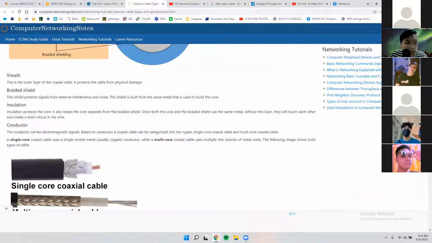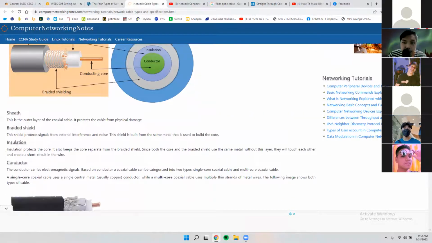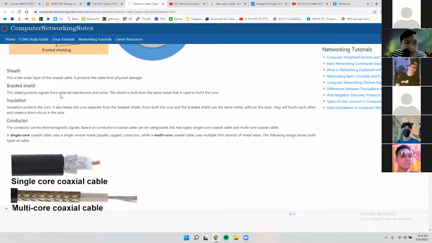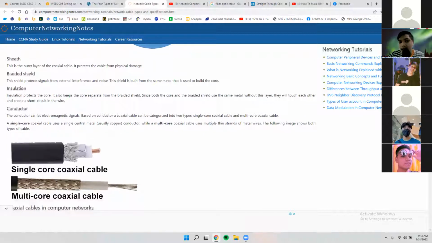Yan. So this is the sheet, this outer layer. It protects from physical damage. Yan yung sa rubber. So braided shield, yung parang ito, this one. Parang net. So protect signals from external interference and noise. Insulation, so protects the core that separate from the braided shield. Okay? So, next conductor, ito na yung magko-connect doon sa mga ano natin. Yung sa antenna, di ba, sa TV. So, usually, yun din yung sa network natin. Pero mamaya, malalaman yung mga paano siya mako-connect.